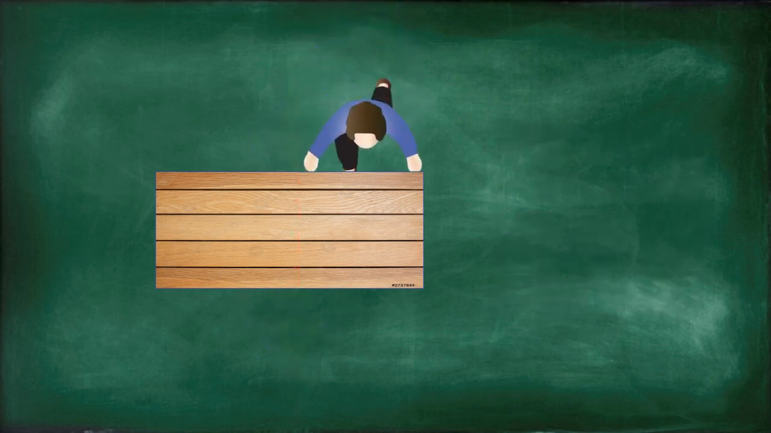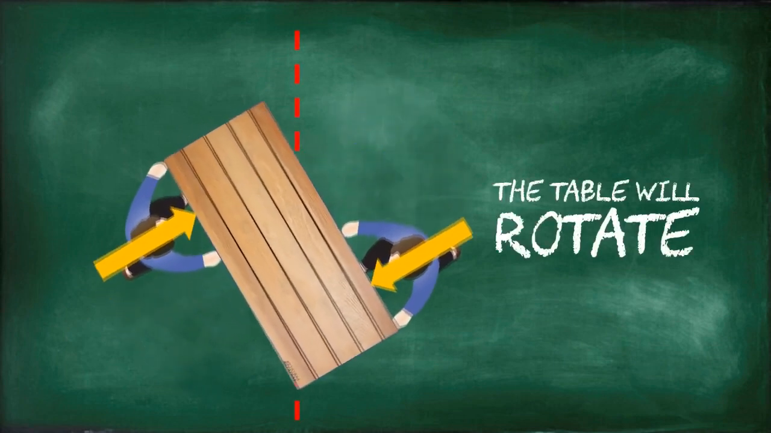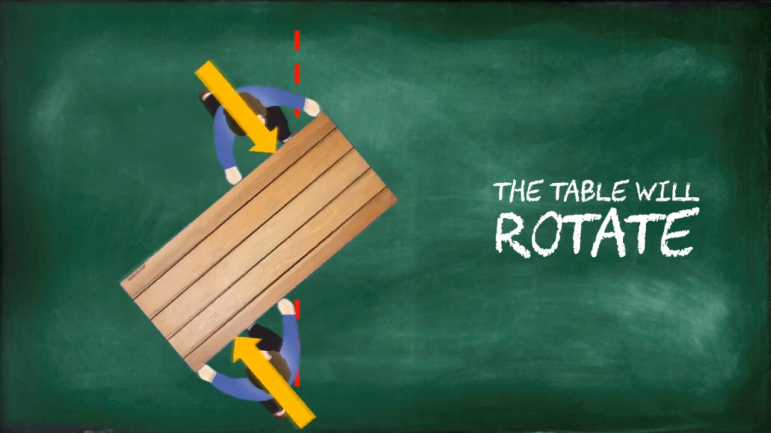But how about if the boys were not acting on the same line? What if they moved on the opposite sides of the table? If that's the case, then the table will rotate. In this scenario, a couple was established.